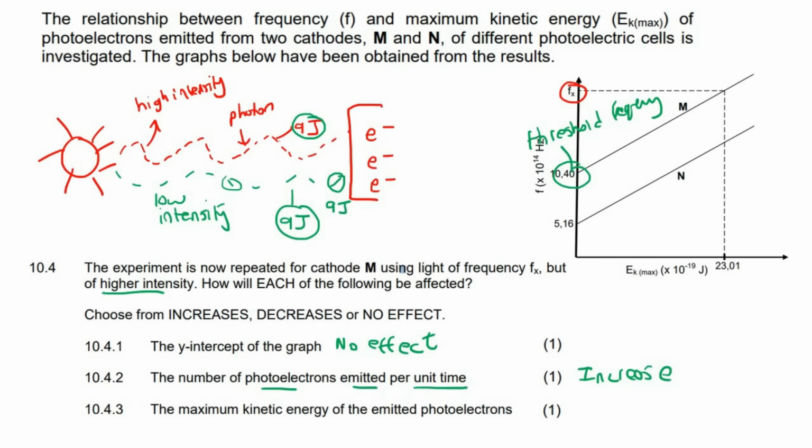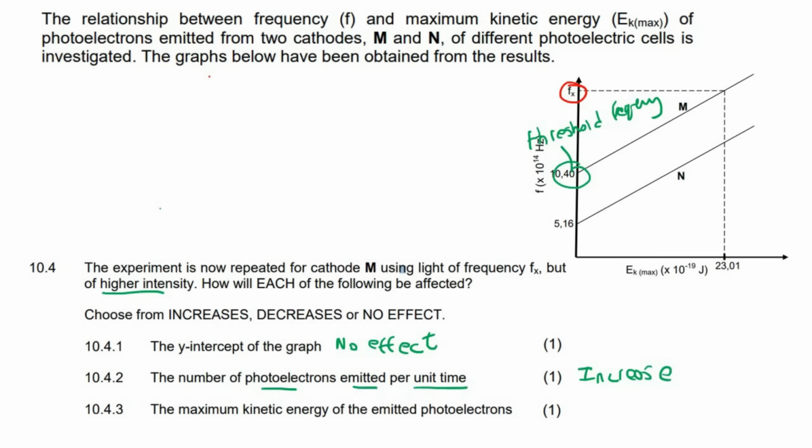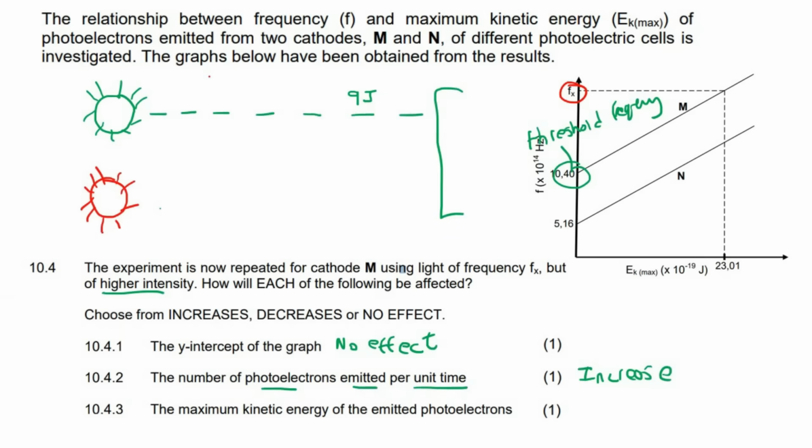Okay, I need to show you something else. Just give me a second. Let's say we've got a low intensity light source. I'm just going to draw it as straight lines like that. That's low intensity, and let's say each of these has 9 joules. And then there's a metal over here. Then I'm going to draw a high intensity light, which would look more like this. See, there's a lot more photons. But let's say the energy or the frequency of the light is exactly the same.